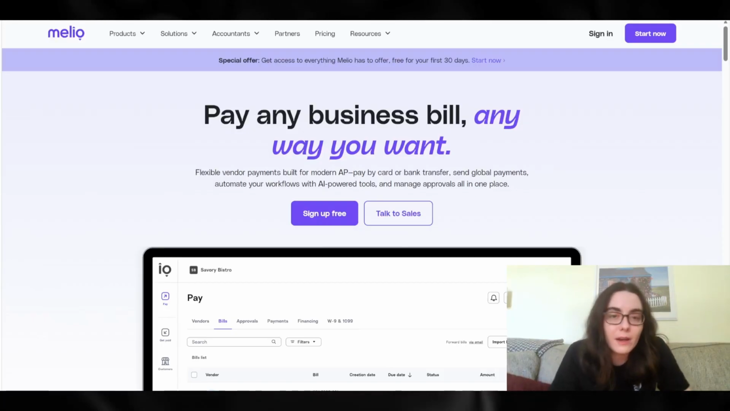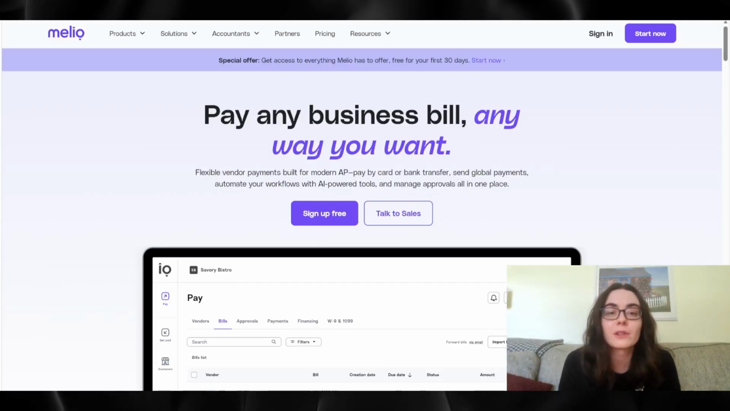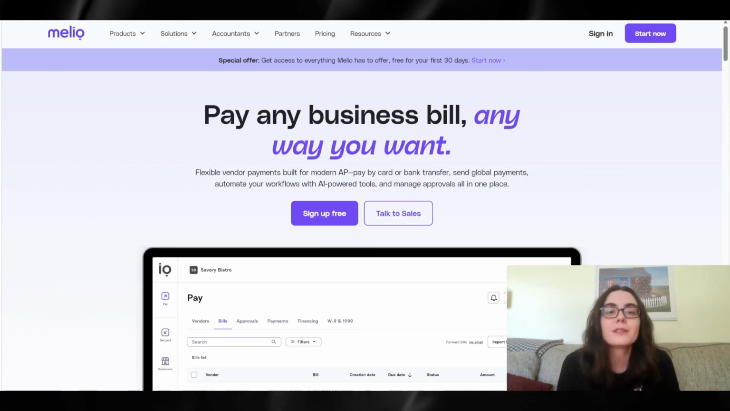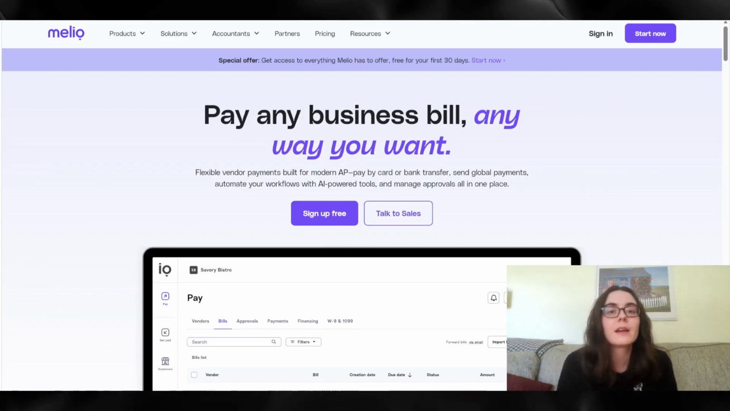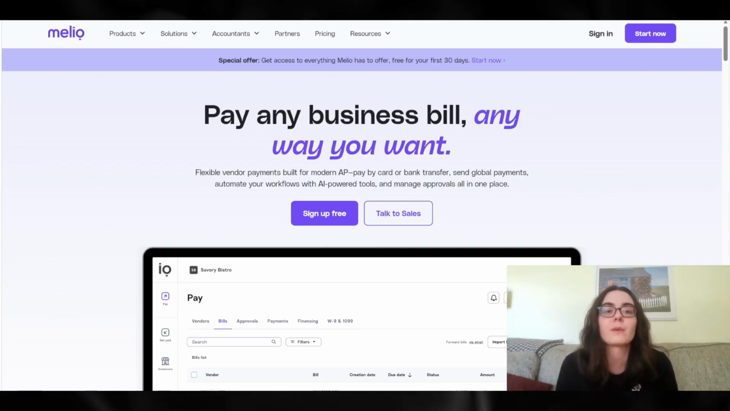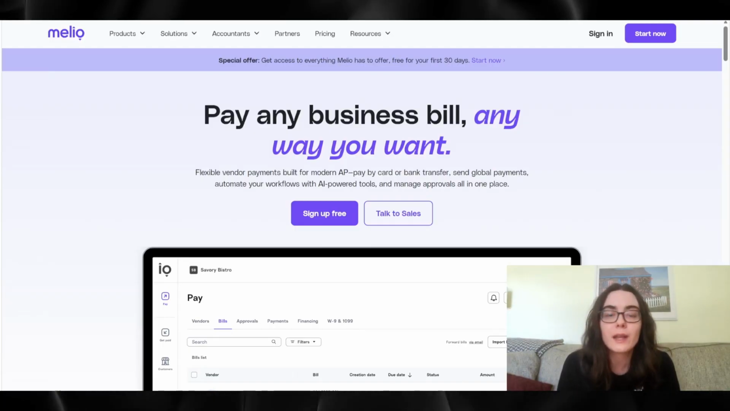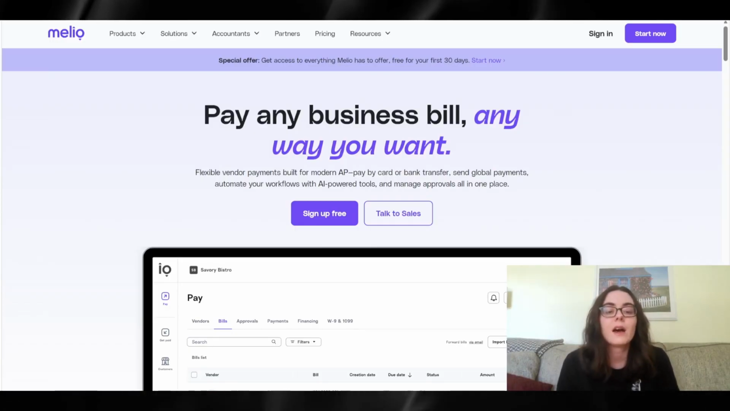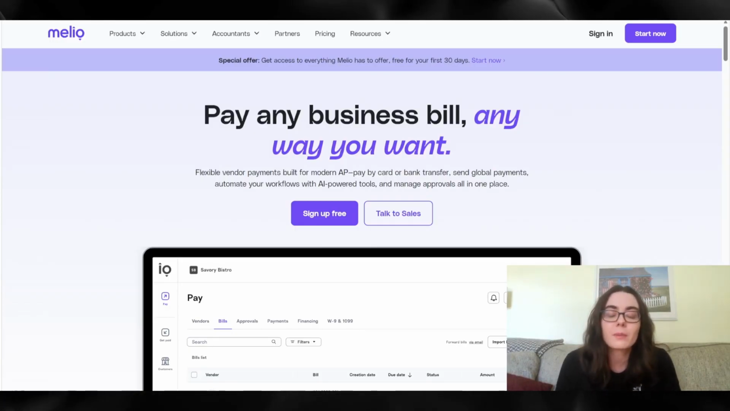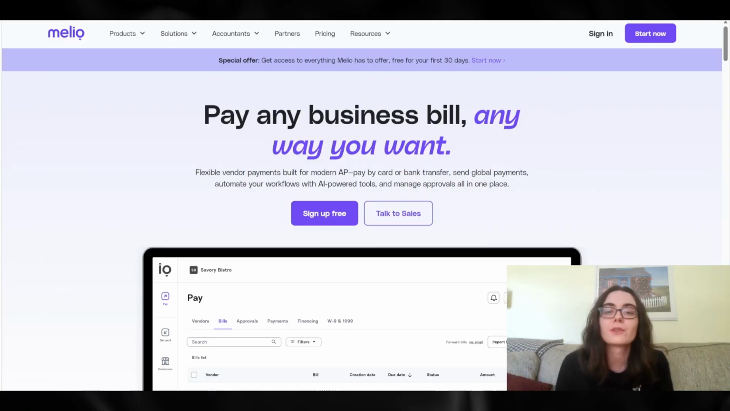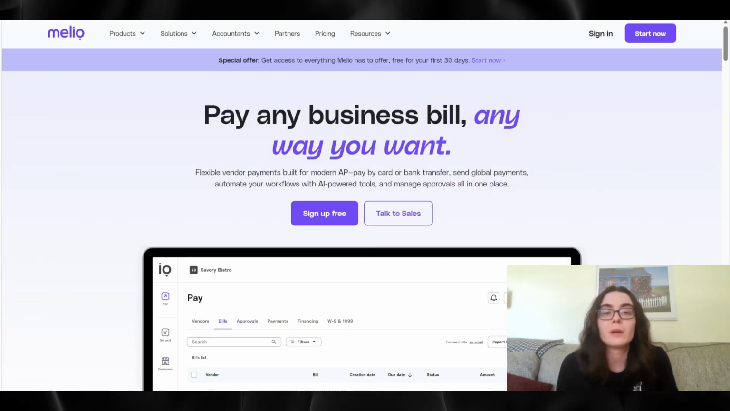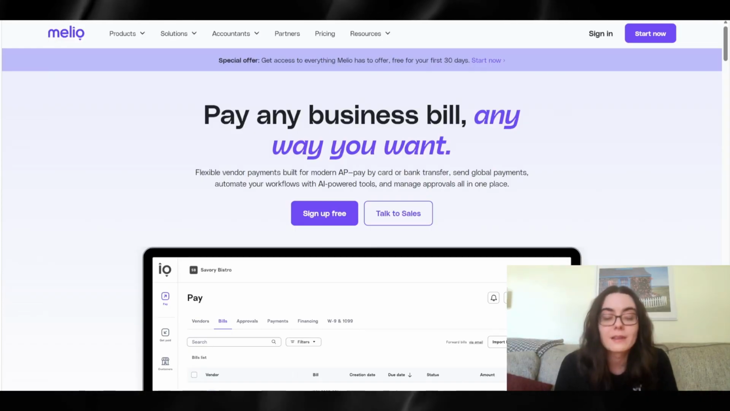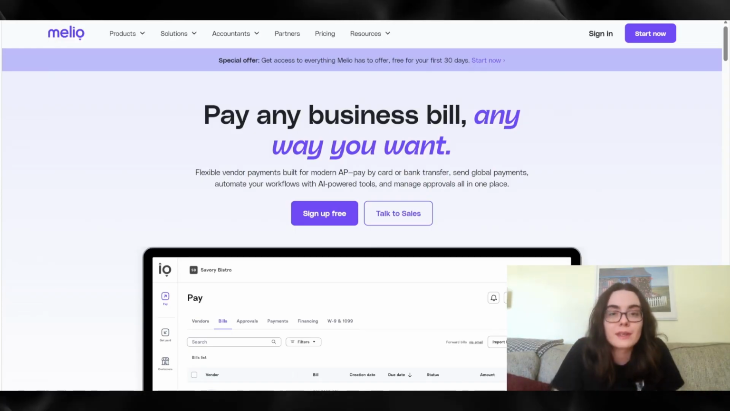Next is Melio. This is another popular workaround that you could use for Google Ads. As you can see, they do the same thing as Plastiq. Right here on their main page, they talk about how you can pay any business bill any way you want. I will say though that they are a lot more broad than Plastiq. They have a lot more complex bill pay capabilities. So if you're looking for something just for bill pay anyway, and you want to use it for more things than just paying Google Ads, Melio could be a good choice there.